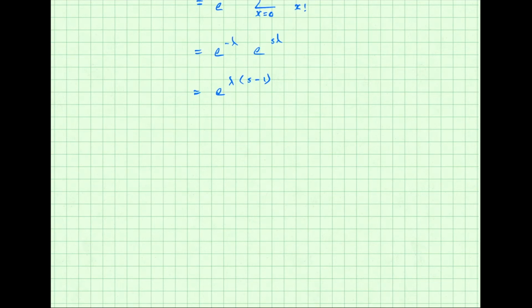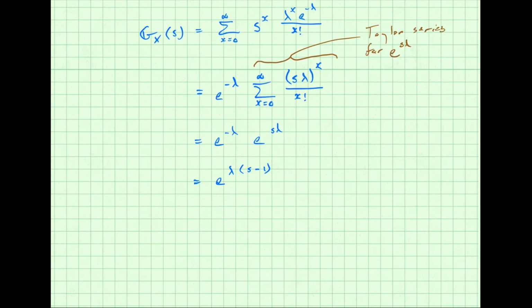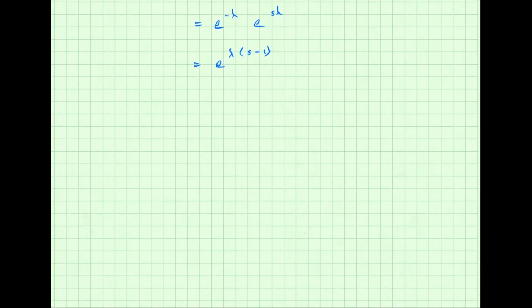Or maybe, and this is what we'll see in the next lectures, you find the generating function for something, you see it has that form, and you say, aha, that must mean this variable is Poisson distributed. So that's the kind of utility that this has.